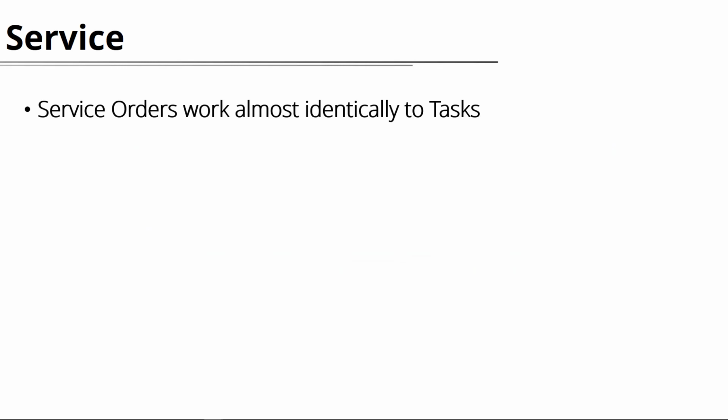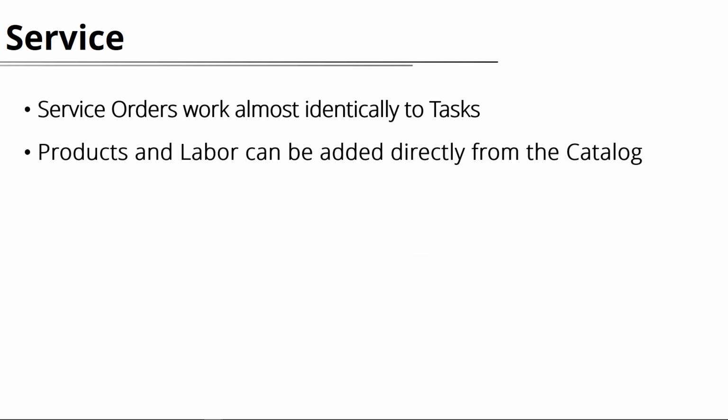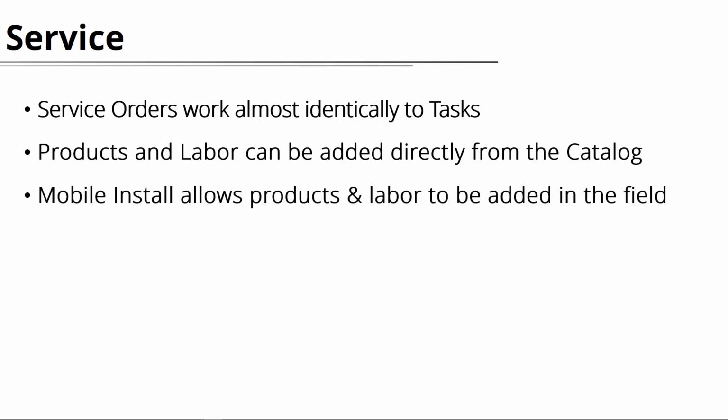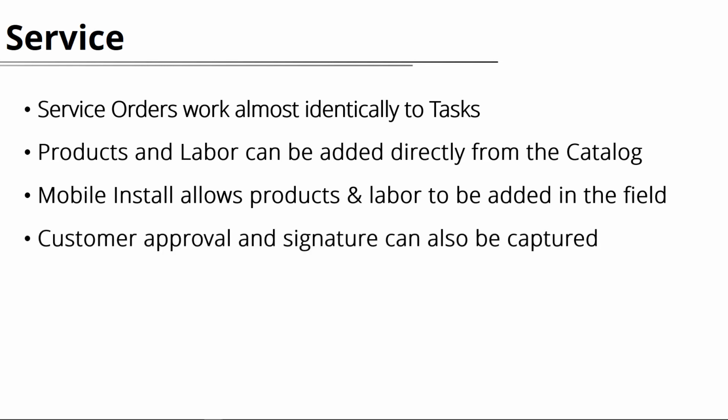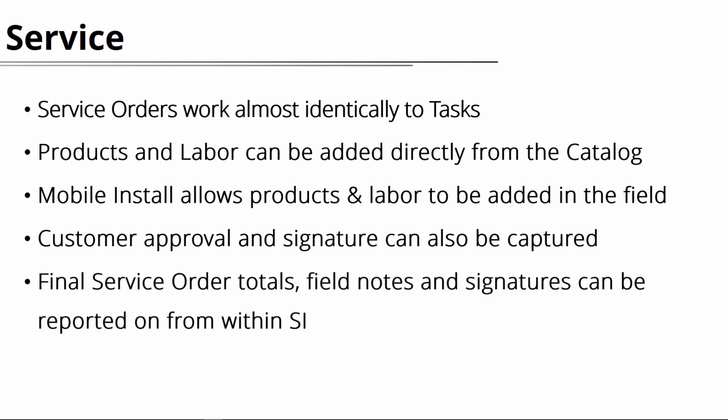Tasks and service orders work in a near identical fashion. With service orders, products and labor can be added directly from the catalog. For mobile install, products and labor can be added in the field. Customers can approve and sign service orders using any mobile device. Service order totals, including field notes and signatures, can be reported on from within SI.